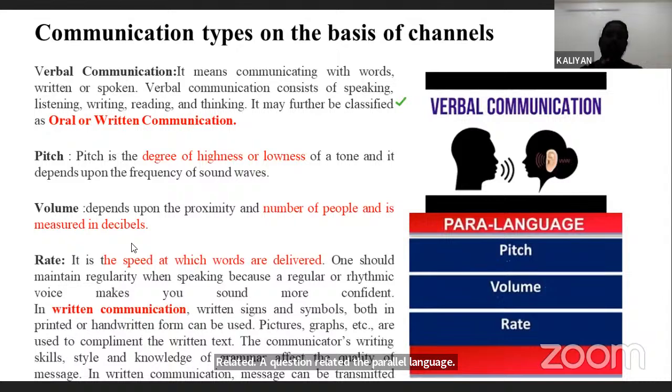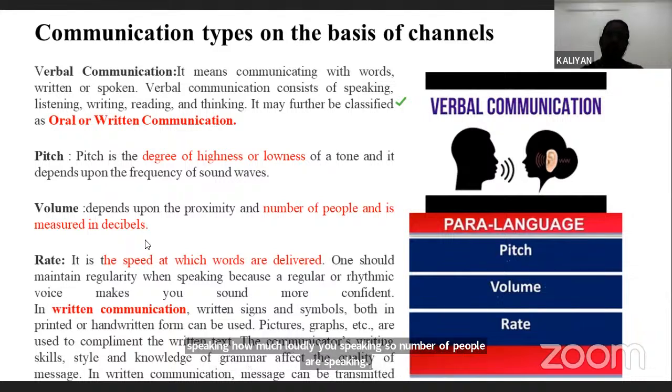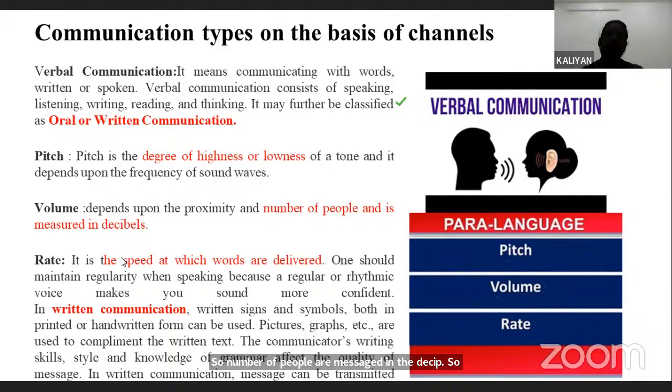So how a person speaks, like high pitch or low pitch, that is called pitch. Volume means sound, how loudly he is speaking. It is measured in decibels. And rate is speed, the speed at which words are delivered. So in which way and at what speed he delivers, that is the rate. This is called paralanguage, and it is under oral communication. Again I am telling you, pitch, volume, rate are very important. These three things are called paralanguage.